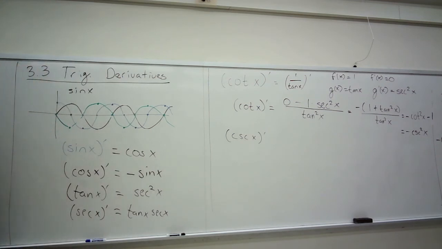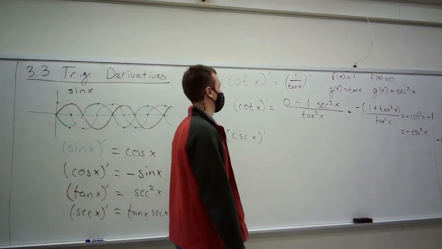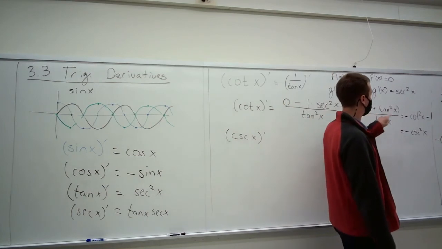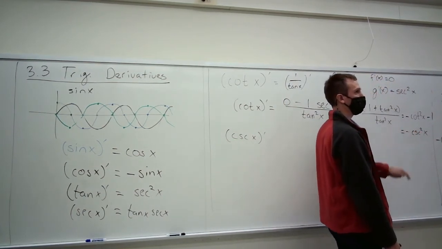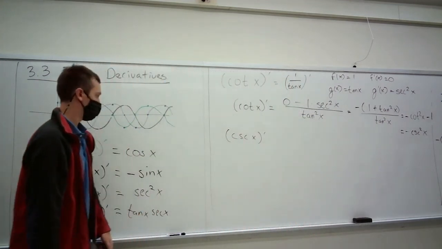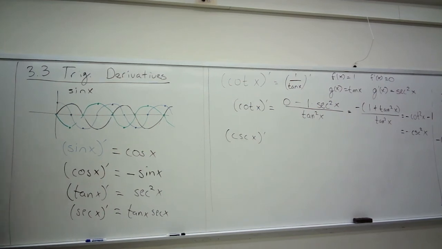There's a really nice parallel here. Tangent's derivative is secant squared. Cotangent's is cosecant squared with a negative. This parallels exactly what's going on with the sines and cosines being on top and bottom of the original function. Negative signs pop out from these guys, depending on which one you're differentiating. That's where that negative sign comes from.